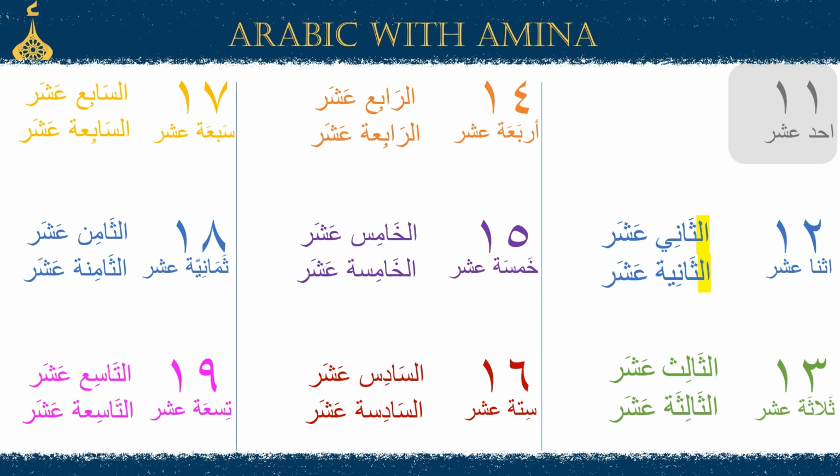Now getting back to number 11, the first word is not going to be al-awwal, so we're not going to say al-awwal ashar. That's incorrect. Instead, there's a different word, and it is al-hadi. So we say al-hadi ashar. And the feminine form is al-hadiyata ashar. So this is something you're just going to have to memorize. One has a different form. So to say first is awwal, even though the number 1 is wahid. And to say 11, we don't say al-awwal ashar, we say al-hadi ashar.